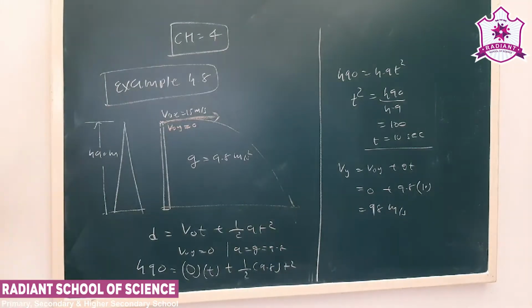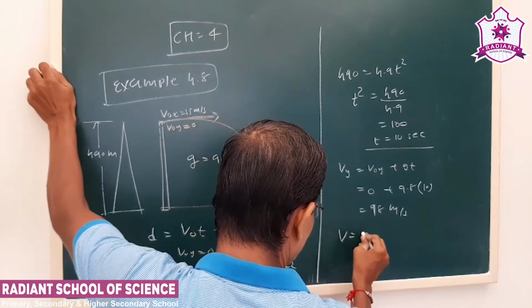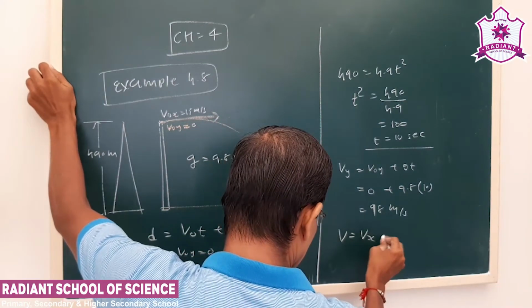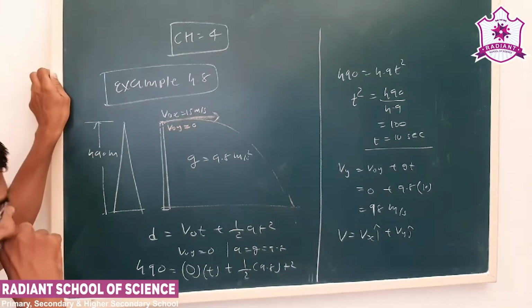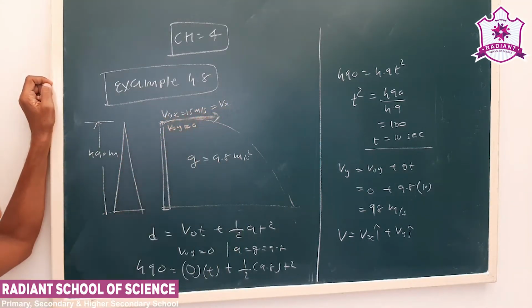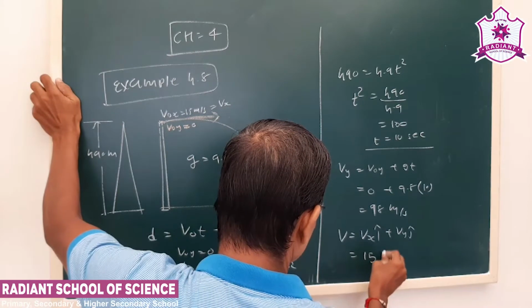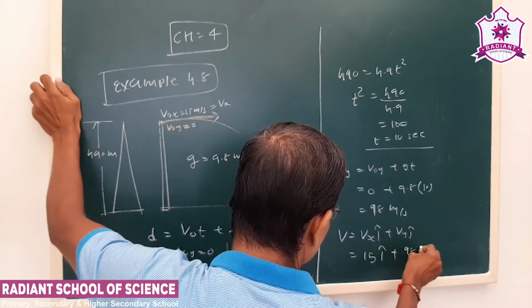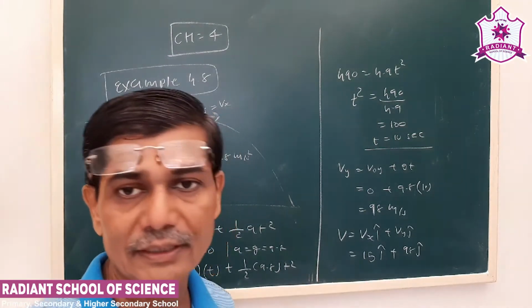As we have discussed earlier, the velocity is a vector quantity. V is equal to vx i plus vy j. Here, in the x direction, v0x and vx will be the same, because horizontal velocity is not affected by the gravitational acceleration. So that is 15 i caret and vy is 98 j caret. Now we have obtained the velocity in terms of components.